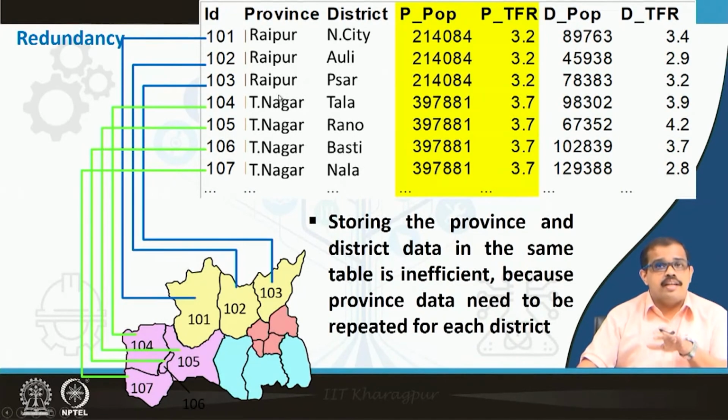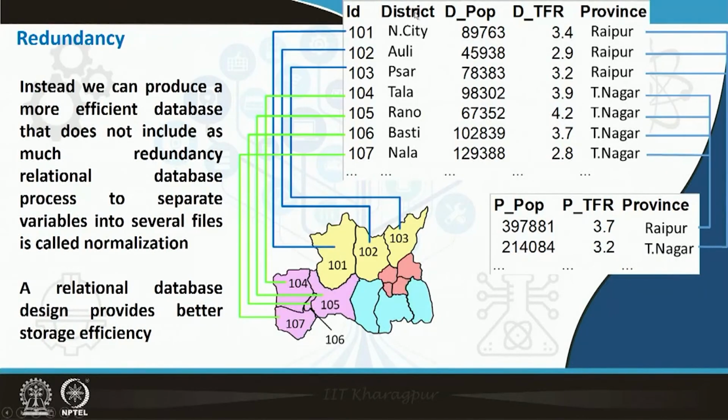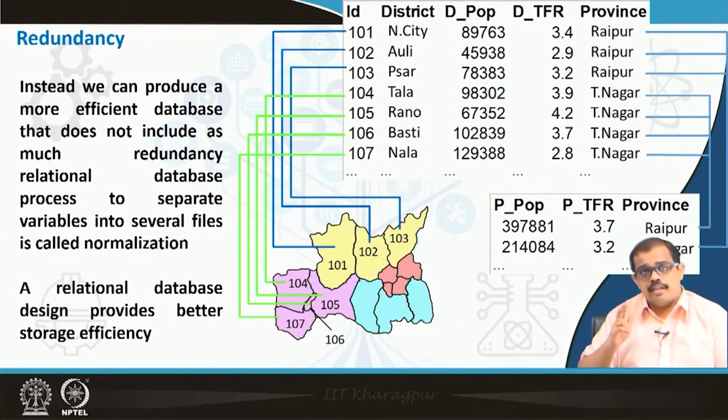So, this becomes redundant, the population becomes redundant. But if you are representing something like this, you have a unique ID that is represented here, you have a district that is represented here, you have a population, then you have a province. Now, this becomes a more efficient database if you are trying to put it as a relational database. So, you will say that each and every ID has a particular relation that is attributed to it. So, you build a relational database and you represent the province like this.